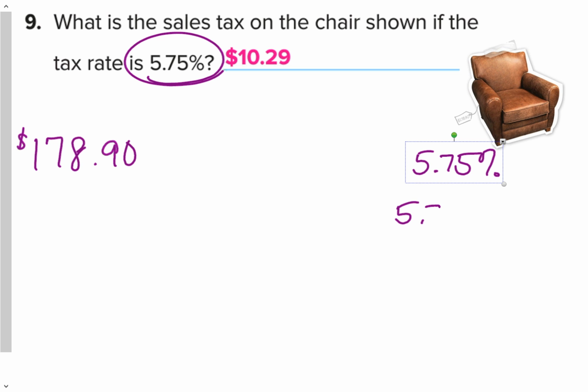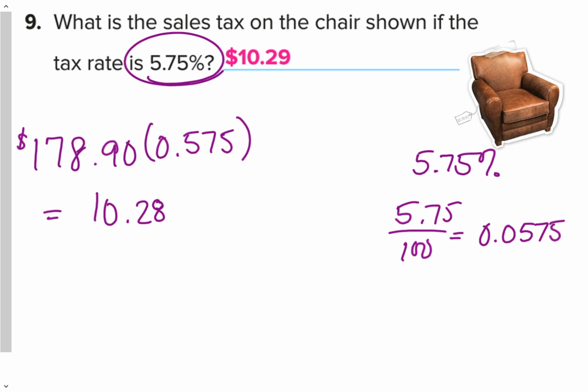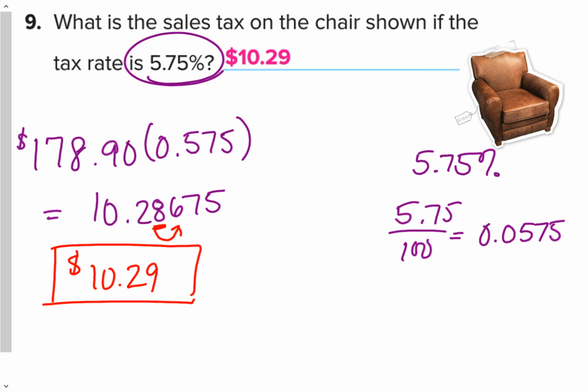That means 5.75 divided by 100, and that equals 0.0575. So let's multiply this, and we get 10.28675. Again, money is 2 decimal places, so we have to stop at the 8. The 6 makes the 8 go up. So our tax, what you're paying extra, is $10.29.